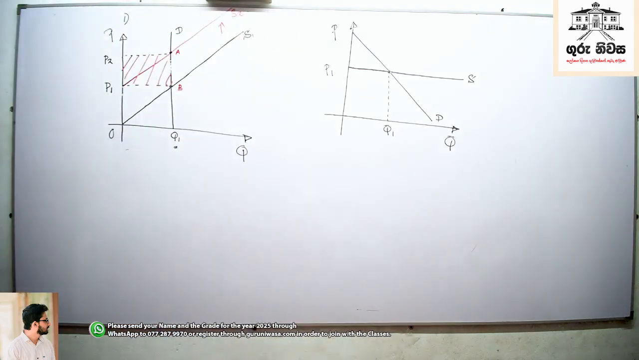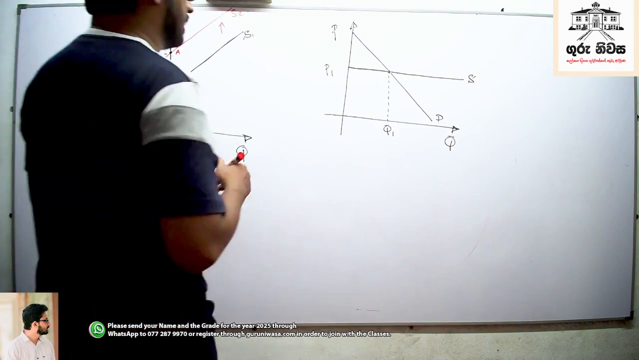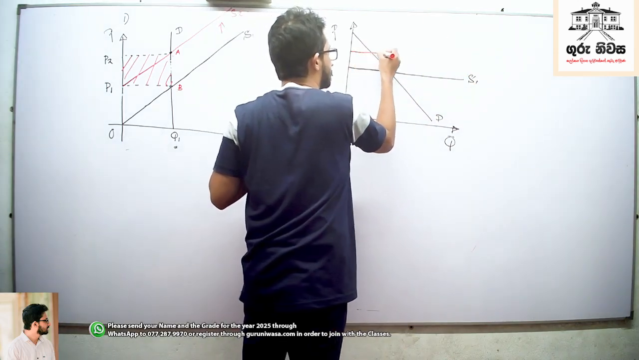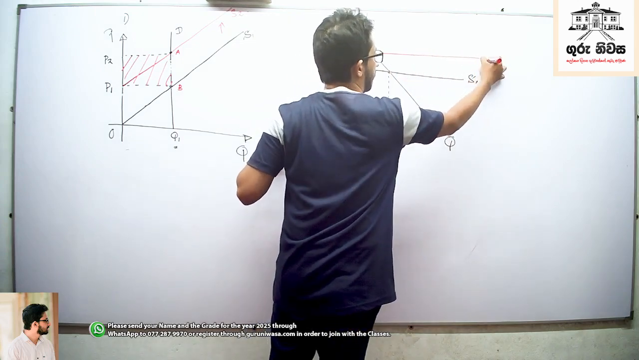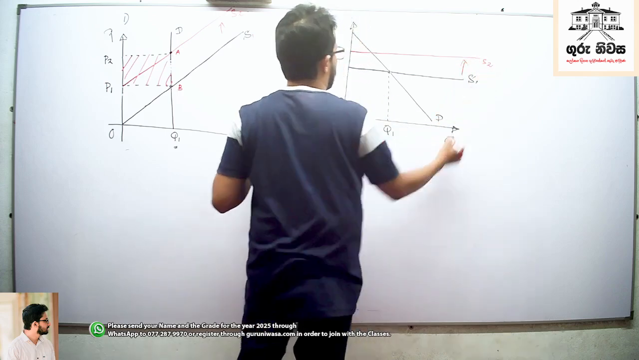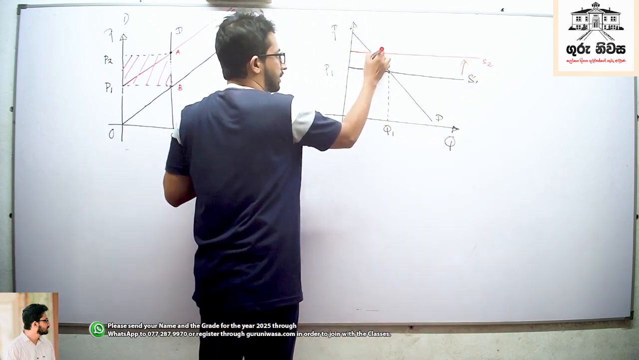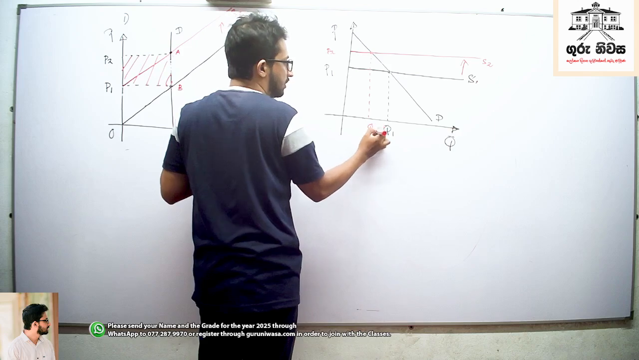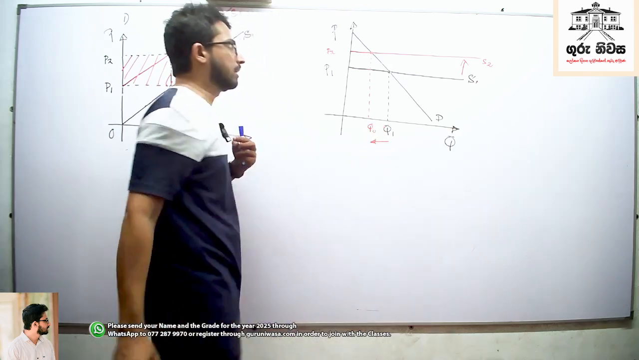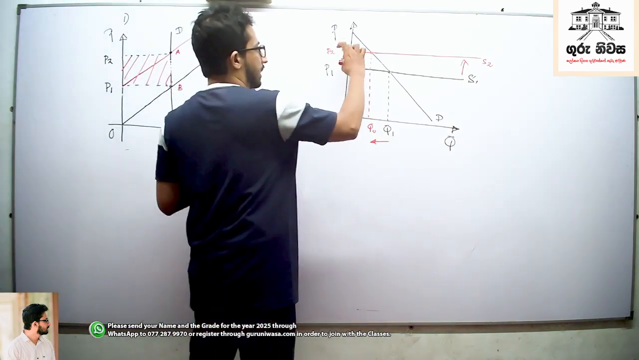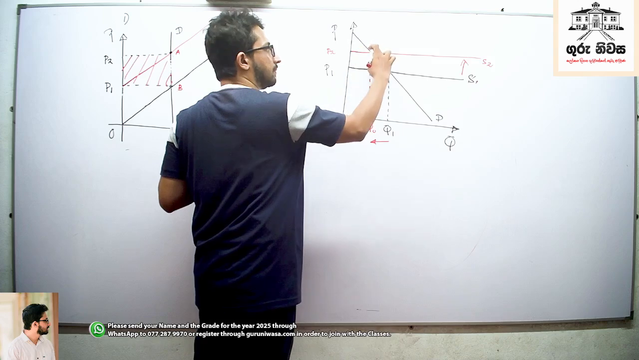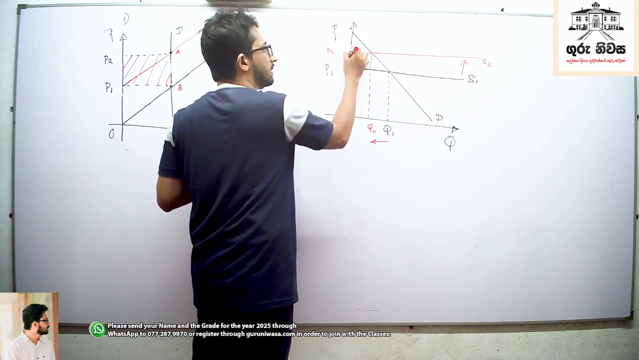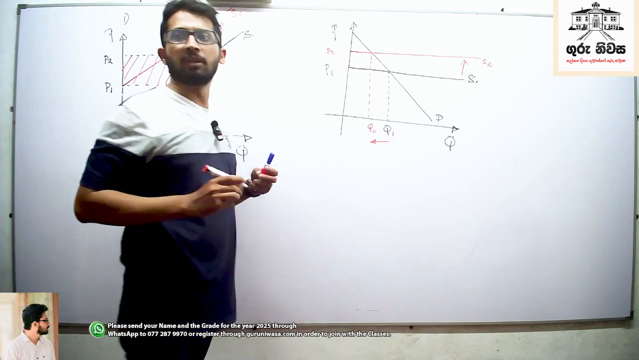Assume the government imposes a 5 rupee unit tax, then your supply curve shifts upward, to the left, like this. Call it S2. Then you can see this is the new equilibrium price and quantity. Equilibrium quantity falls, and equilibrium price increases by the same amount as the unit tax. The unit tax and the increase in equilibrium price are both equal.